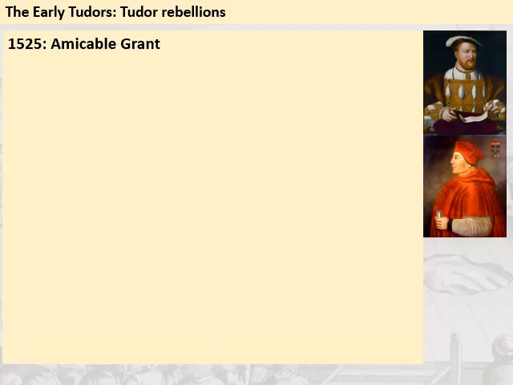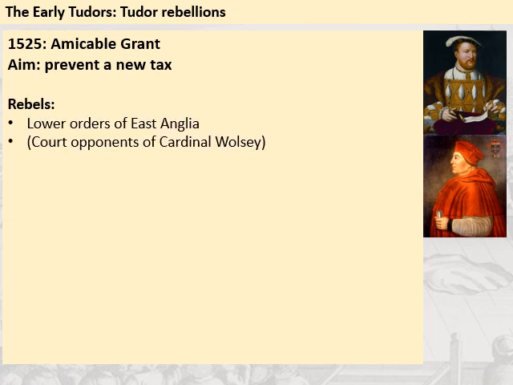Okay, so let's look at the Amicable Grant of 1525. Now, I'm calling this a rebellion, even though it really doesn't get very far. This is just useful for us to chart in terms of some of the themes which are running through the 1520s, which is, of course, Wolsey's decade. The aim is to prevent the collection of a new tax.